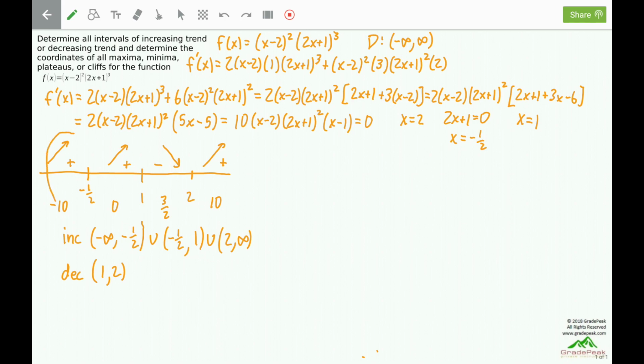At the critical number of -1/2, we have the trend increasing and still increasing. The -1/2 was a critical number. The trend is not changing. It came from the numerator. That will make it be a plateau. So we will have a plateau happening at an x-coordinate of -1/2 and a y-coordinate that can be found by plugging the -1/2 back into the original function.